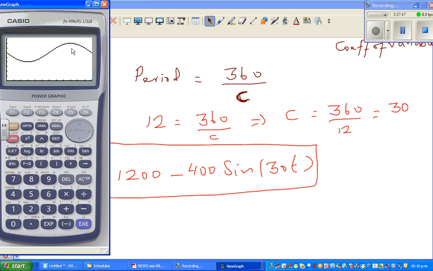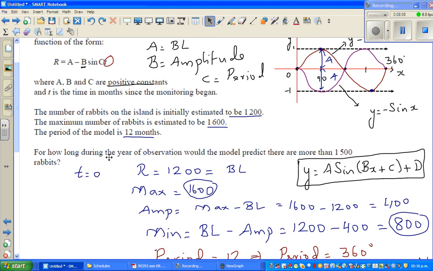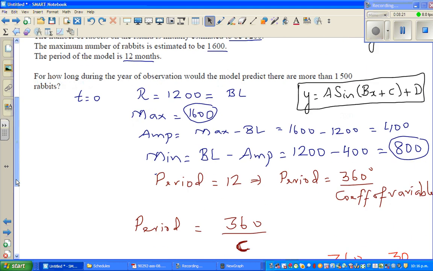So can you see this is one cycle. Let me check. Using G-Solve, maximum: after 9 months it's 1600. And G-Solve minimum is 800. Okay, now let's read the question. How long during the year of the observation would the model predict that there were more than 1500 rabbits? So let's draw the curve.